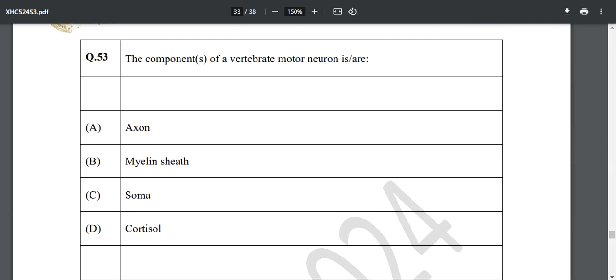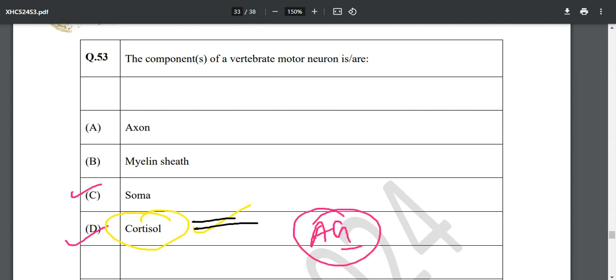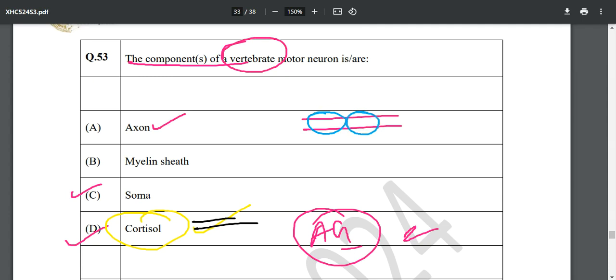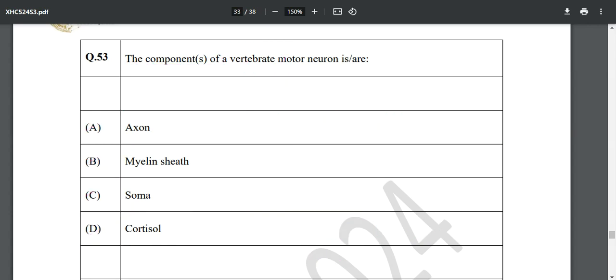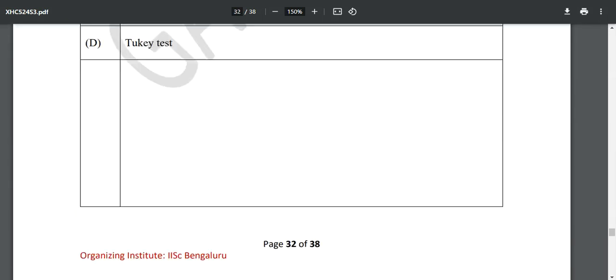The components of a vertebrate motor neuron are axon, myelin sheath, soma, cortisol. What is cortisol doing in a neuron? Looking at this question, this gland might feel bad. So the components of a vertebrate motor neuron are the axon, the myelin sheath, and the soma. These are the dendrites. Axon, myelin sheath, and soma, these three are the components. A, B, C are the components of a vertebrate motor neuron.